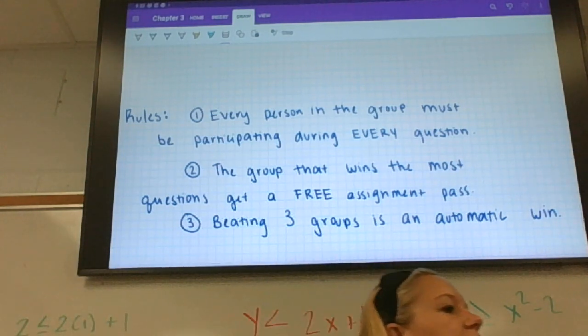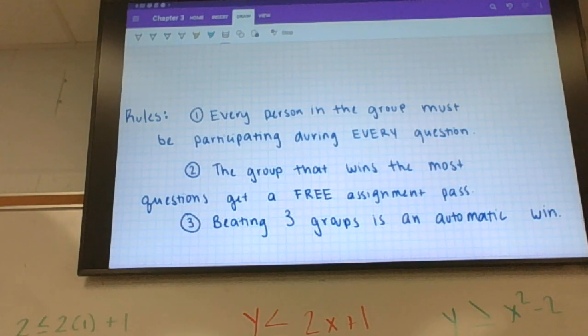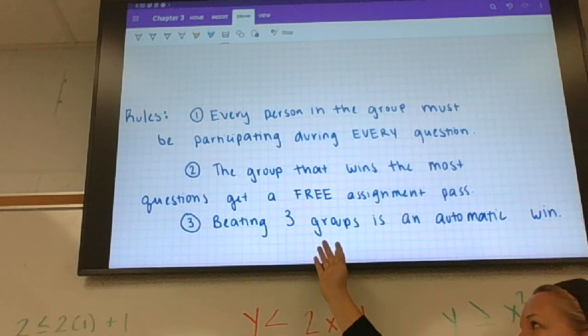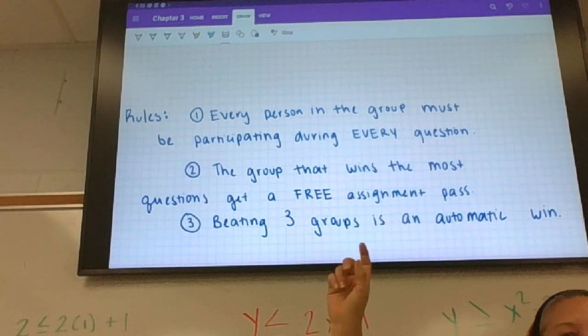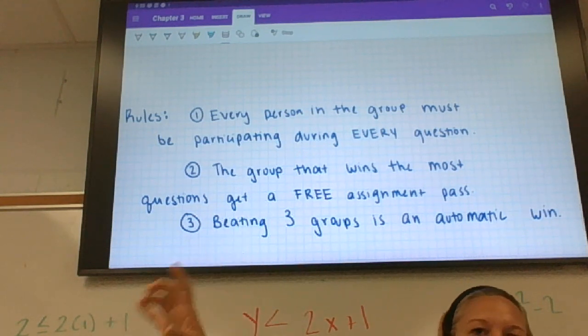Alright, so as I look around, I might group you up a little bit until the groups are big enough. But here are the rules. Every person in the group must participate on every question. So if I get a group of 4 and one person's looking at their phone or sleeping, obviously that person can't win the free assignment pass. So how do you win a free assignment pass? Well, the group that wins the most questions gets a free assignment pass, but actually, if your group beats 3 people, if they get 3 questions right in a row, that's an automatic win, so you get a free assignment pass for that.